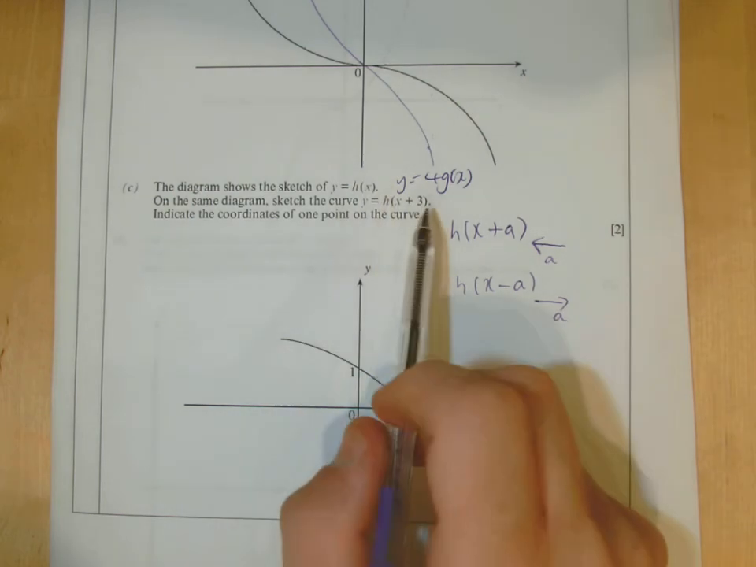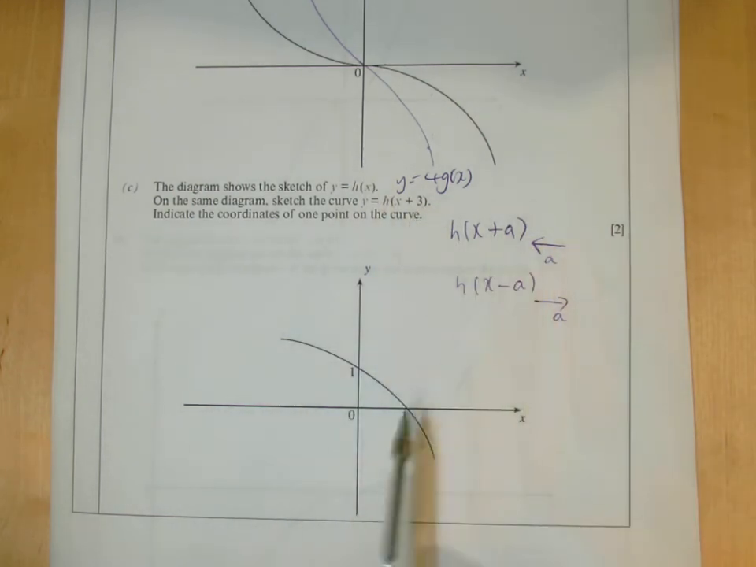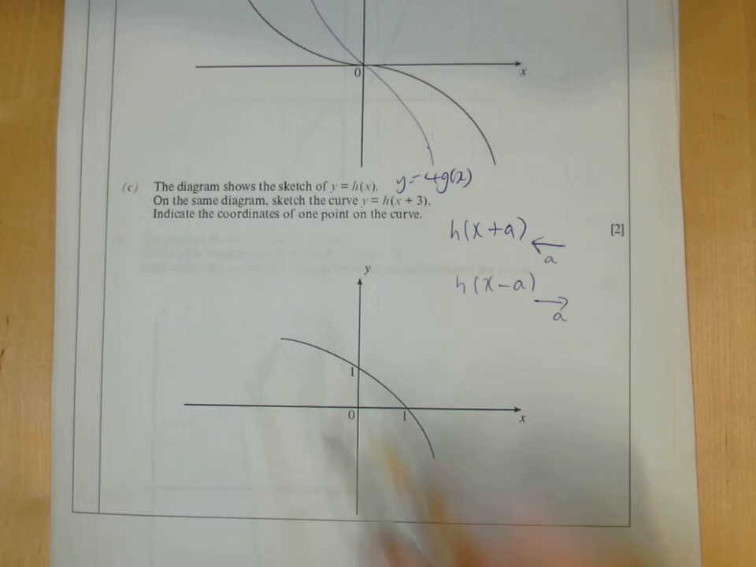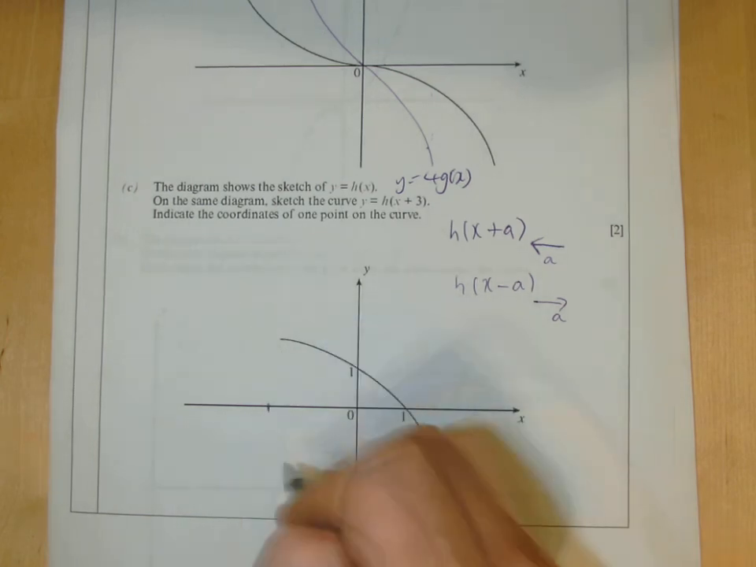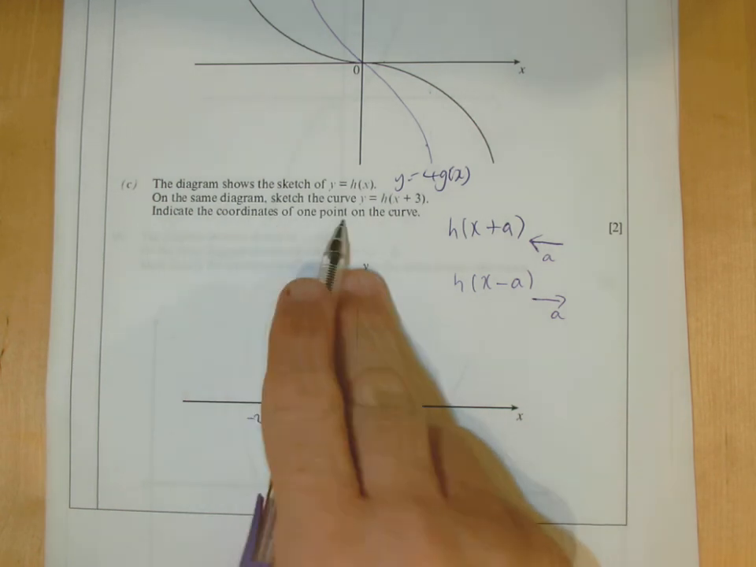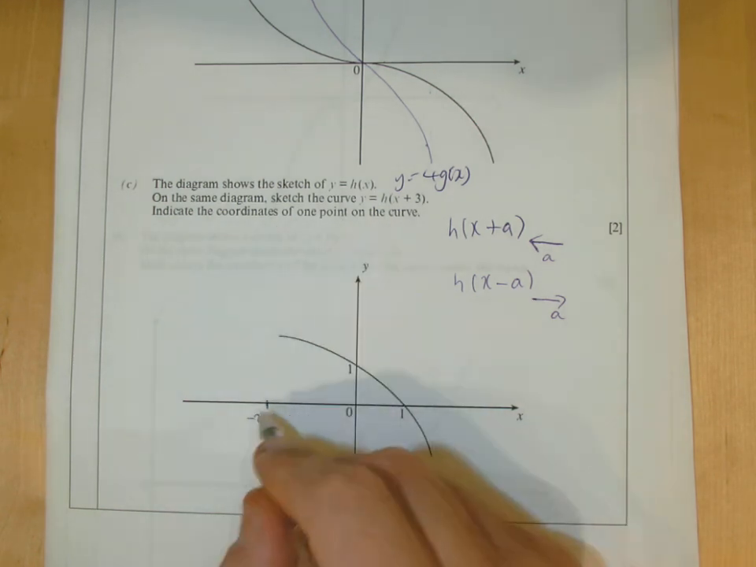So in this case now, it's got h of x plus 3. Because it's plus, we go in the negative direction. So it goes from 1, there, it'll cut it at 1, but if you move it back 3, it'll cut at minus 2. It's important you write down minus 2, as it says to indicate the coordinates of one of the points on the curve. So that will do that.